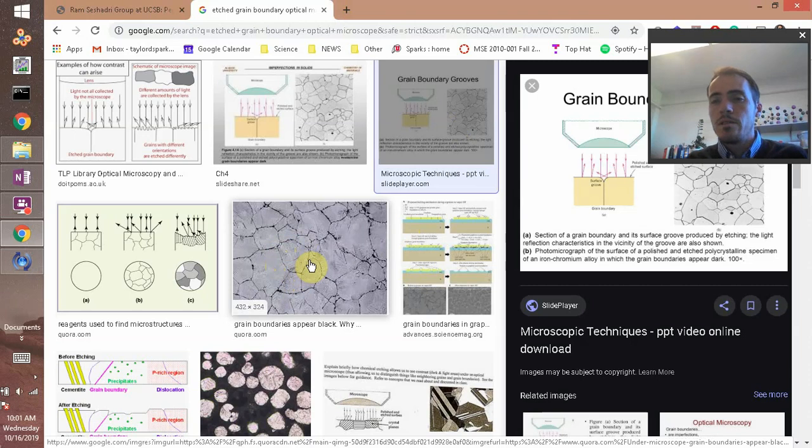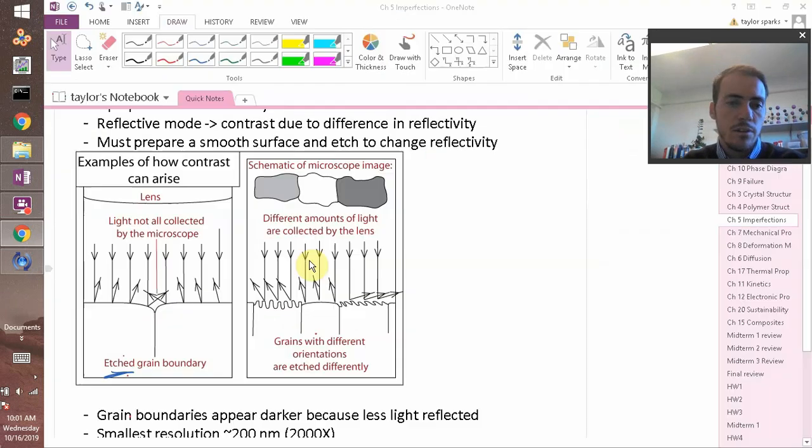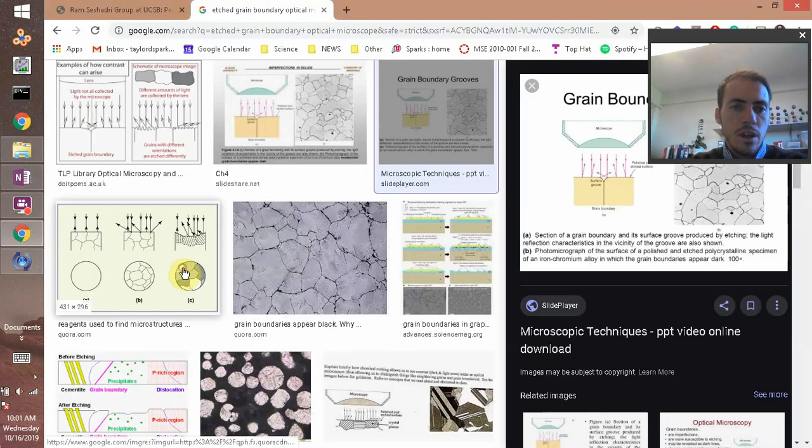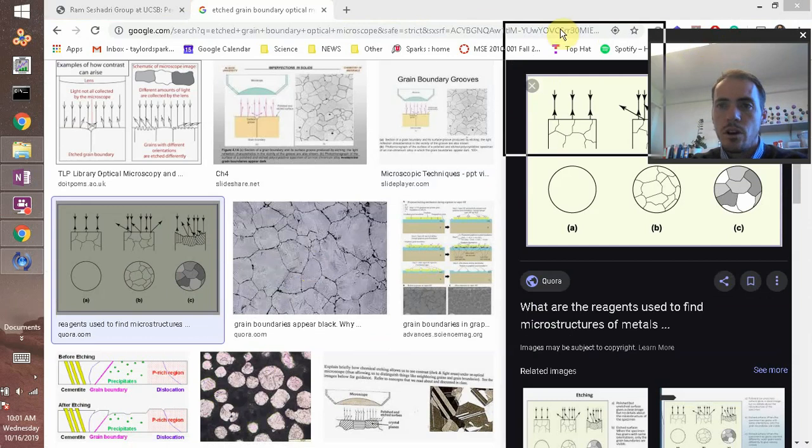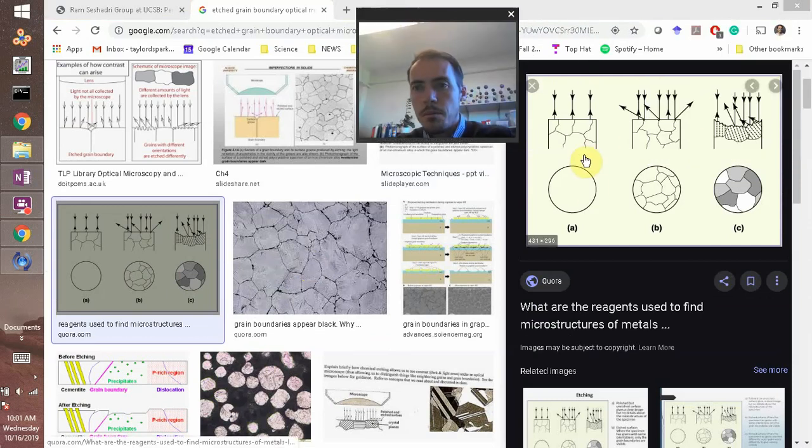It doesn't go back through the lens, so you don't see it. So there's less light there. Now you'll also notice when you look at these that different grains can have different contrast, right? Some of them, if it was a material like this, it might just look all the same. You might be able to see the grain boundaries if they were etched, but in some materials, they actually look like they're different materials. Some might be white, gray, or black.